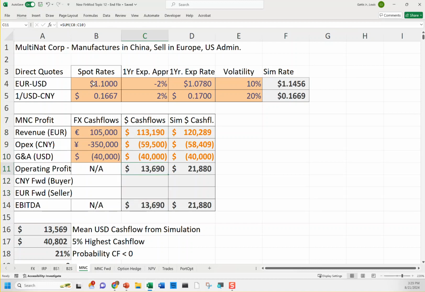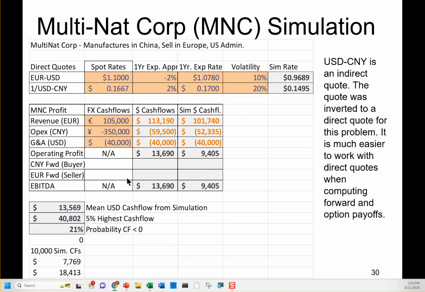Okay, so this is the problem. This is the situation. Now the question is, how could we lose money on this? Well, sure, these exchange rates have volatility, and if the euro devalues and I get less revenue, or the Chinese yuan appreciates, I could lose a lot of money. So what we're going to do is set up a hedge. But before we do that, let's run a simulation on the unhedged value.